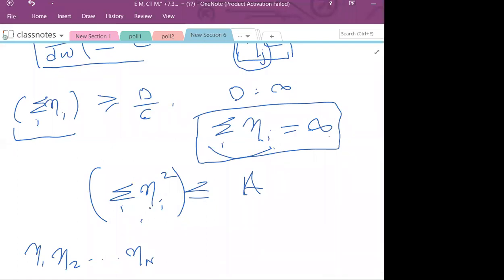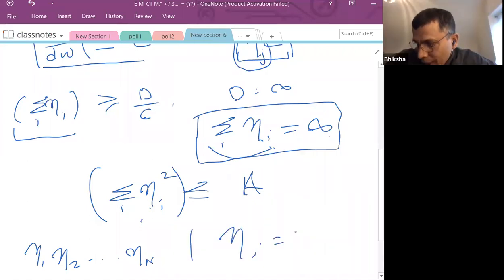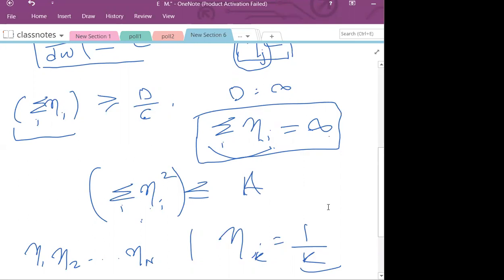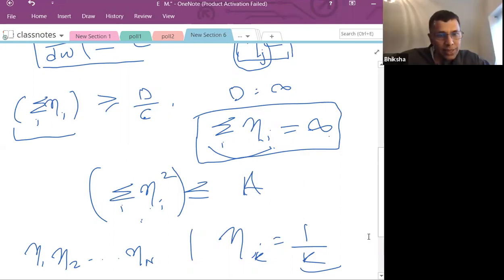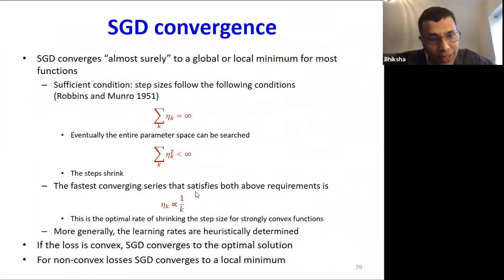I'll need to go to pen and paper. Harmonic series, right? Eta k equals 1 over k. What is the sum of this one? That'll be infinite. Exactly. So there, I've already given you an eta that satisfies this condition. The sum of 1 over k squared is guaranteed finite, right? So this is in fact the fastest converging series that satisfies both requirements: eta k is proportional to 1 over k.